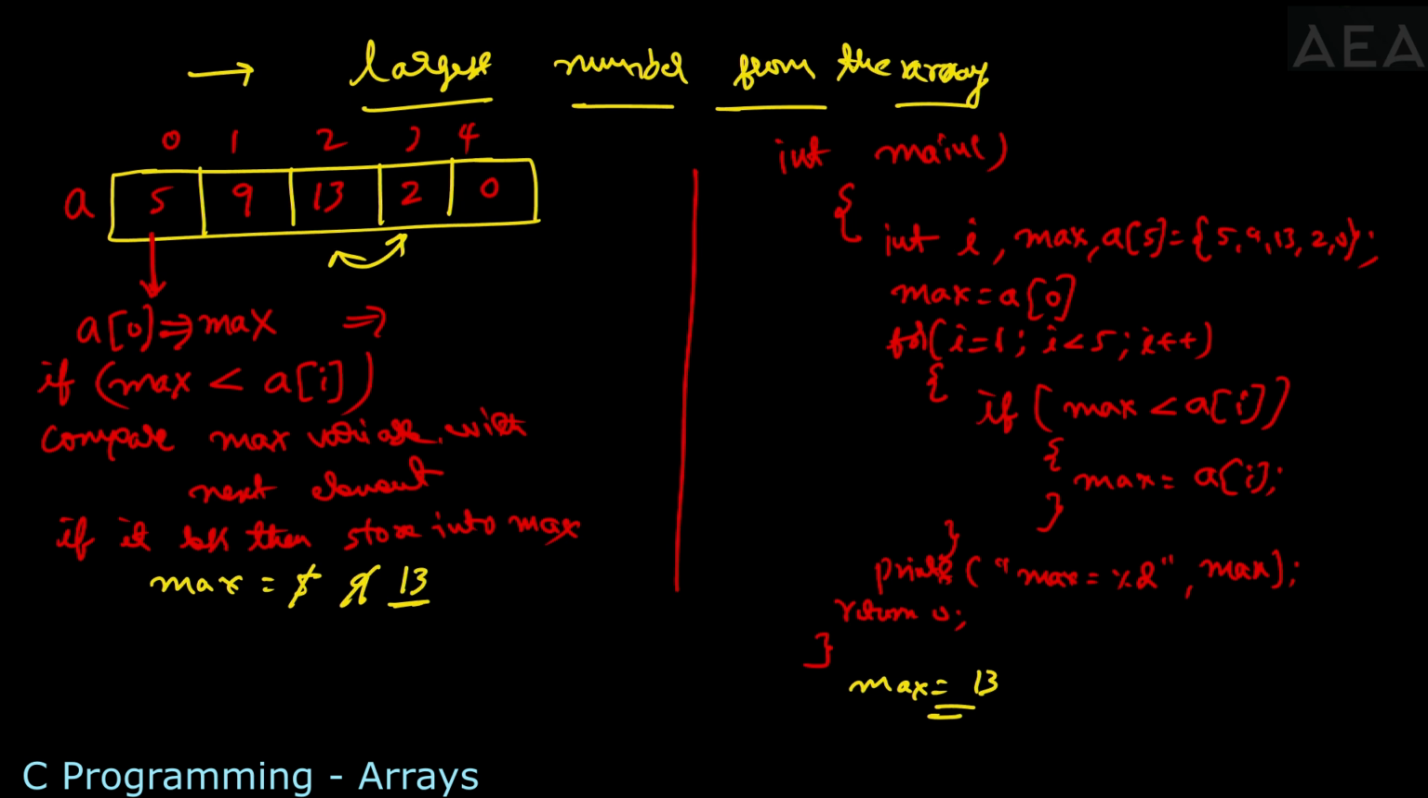This is a simple program using arrays to determine the largest number. And the same program we can use to find the smallest number from the given array also. To find the smallest number, just change this statement: replace the less than symbol with the greater than symbol, then it finds the smallest number from the given array.